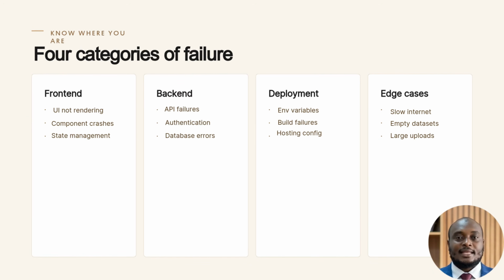When you're debugging, it helps to know which neighborhood you're in. Front-end problems, UI not rendering, components crashing, state issues. Backend, API failures, auth problems, database errors. Deployment, environment variables, build failures, hosting, config, and edge cases, slow internet, empty datasets, huge uploads. Naming the category narrows the search before you even ask the AI.